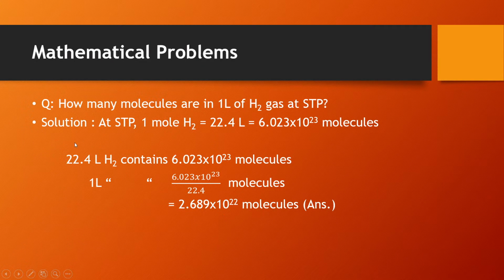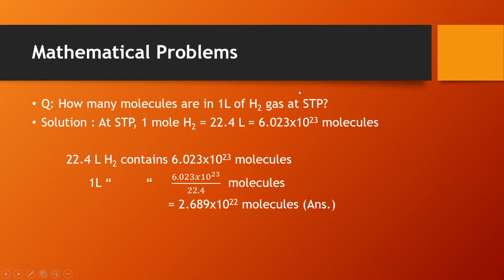So there is a mathematical problem given: how many molecules are in 1 liter of hydrogen gas at STP? Here we have to determine the number of molecules in 1 liter of hydrogen gas at STP condition. At STP we know that 1 mole hydrogen is equal to 22.4 liter of that respective gas, and that is the Avogadro number of molecules. So by using this unitary method, you can easily determine the number of molecules by using the STP volume.